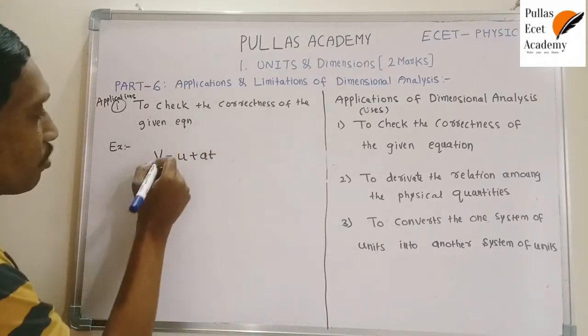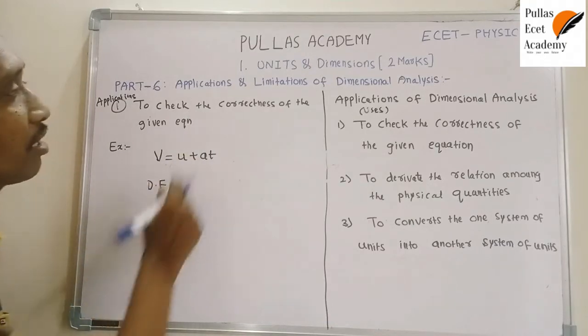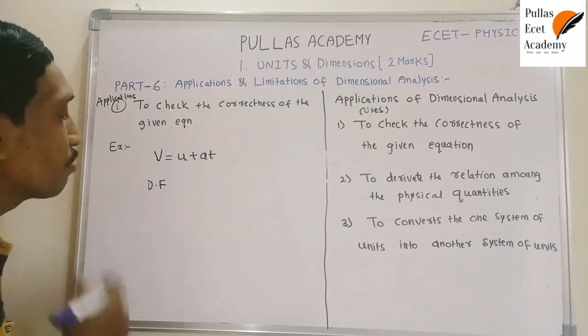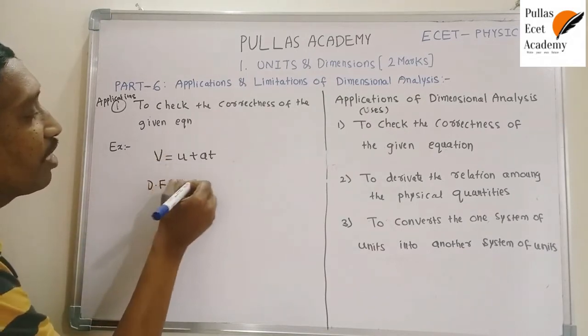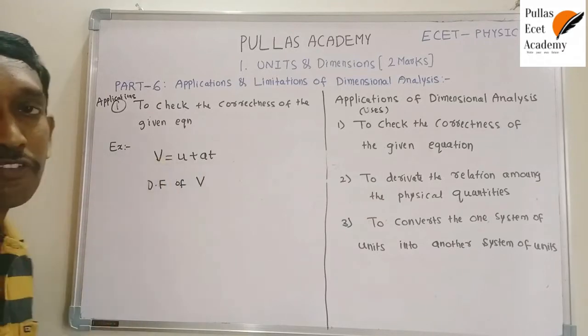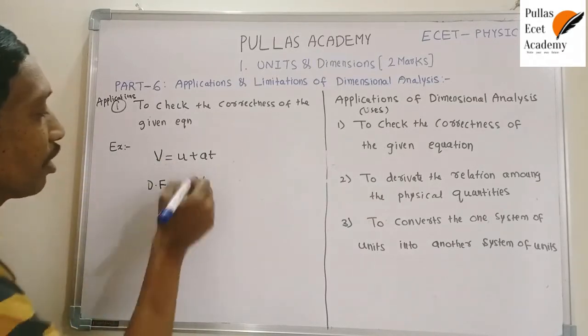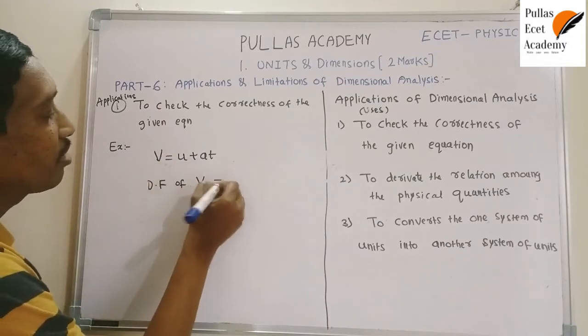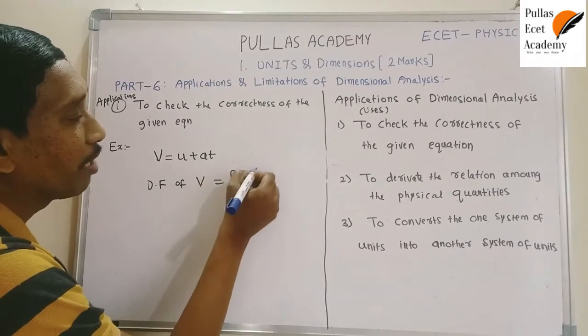Now we have to construct the dimensional formulas and check the correctness of the given equation in this way. First write the dimensional formula of V in the given equation. The first physical quantity is V. V stands for final velocity, so it is nothing but velocity. The dimensional formula of velocity is LT inverse.